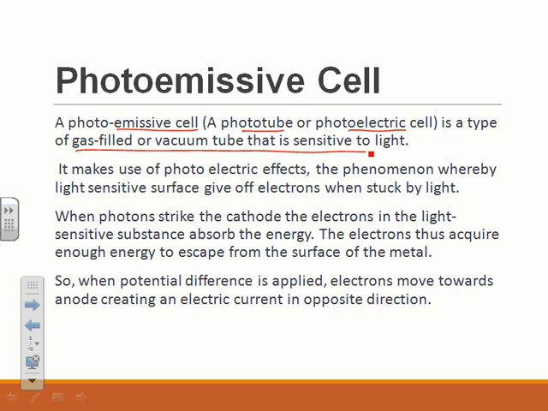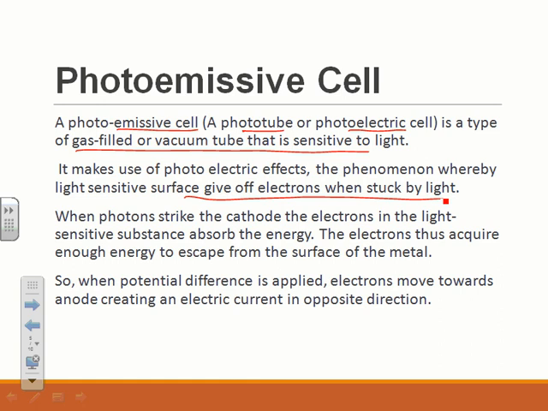The phenomenon whereby a light sensitive surface gives off electrons when struck by light is the principle behind this photoemissive cell. This is the photoemissive effect: when light strikes the surface of a photoemitting material, it gives off electrons, and this principle is used in the photoemissive cell.